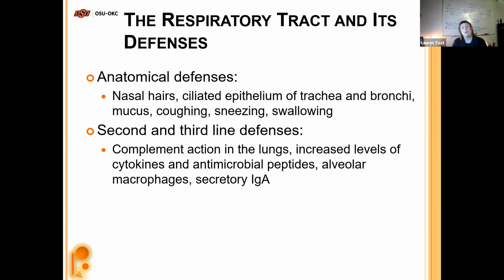The second and third line defenses for the respiratory tract include complement action in the lungs, increased levels of cytokines and antimicrobial peptides, alveolar macrophages, and secretory IgA.